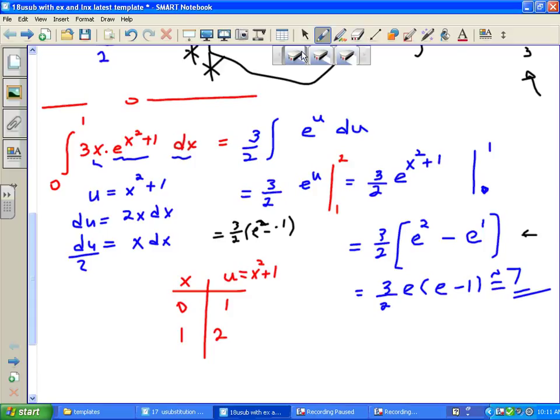The important thing to remember is, if you are going to put your limits for u, make sure you've converted them into limits for u. If you're going to use the limits for x, then bring back the original variable x, and then use those original limits with that variable. Either way you go, you should get the same answer.